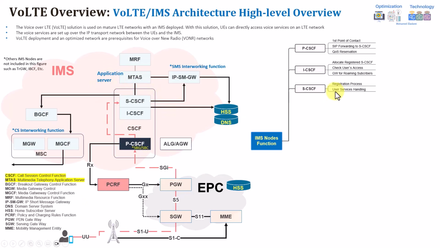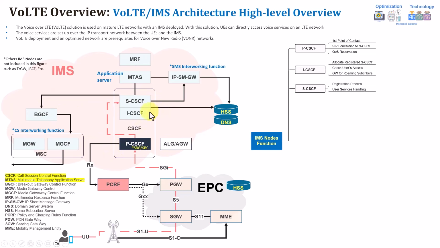Second function is something called user service handling, as mentioned here on the right. This means processing and responding to all the SIP signaling messages from or to the users. All the SIP signaling messages will be processed by the SCSCF. This is the main idea. It also has other functionality, for example, forwarding the SIP request or response messages to the corresponding domain.